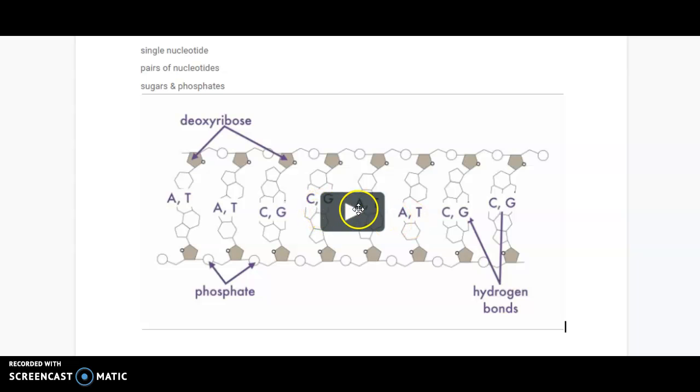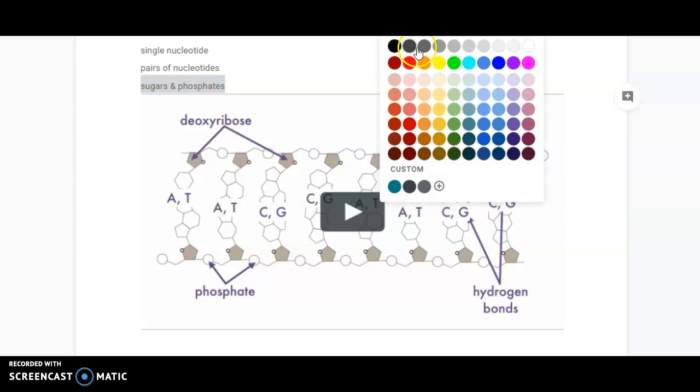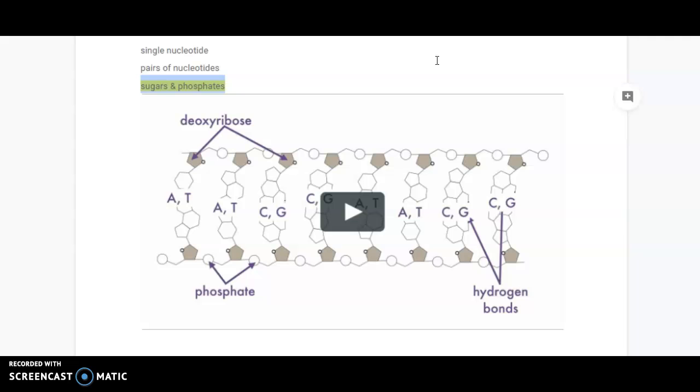And then these sides, this is our sugar, this is our deoxyribose, and that's a phosphate group. There's a deoxyribose, there's a phosphate group, deoxyribose, phosphate group. So all up and down the sides, both sides are the sugars and the phosphate. Sugar, phosphate, sugar, phosphate, sugar, phosphate. So that would be the correct answer. There would be the sugars and phosphates. That would be what you will click for the multiple choice question.